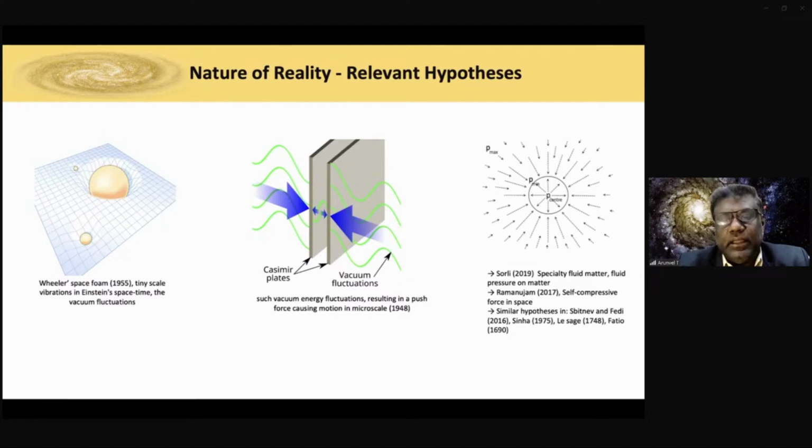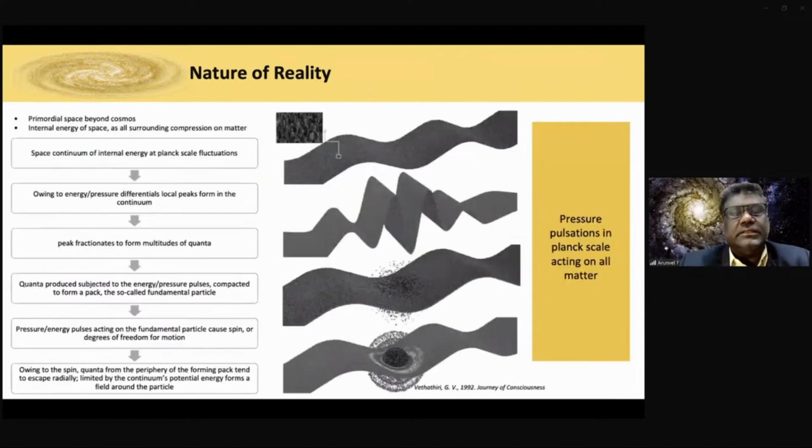Splitner, Fedi, Sinha, Lesage, and Fatio have proposed a push gravity-based hypothesis to explain gravity primarily, and some of them have expanded the same to electromagnetic forces also. So with this hypothesis in the background, let's now step into what our nature of reality positioning is.